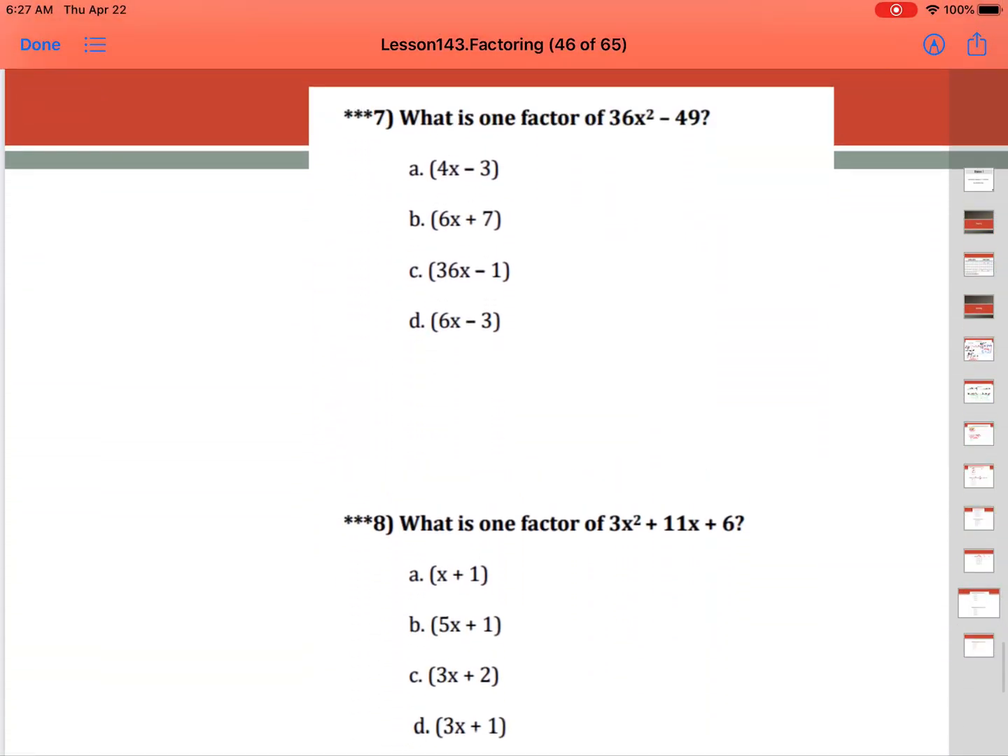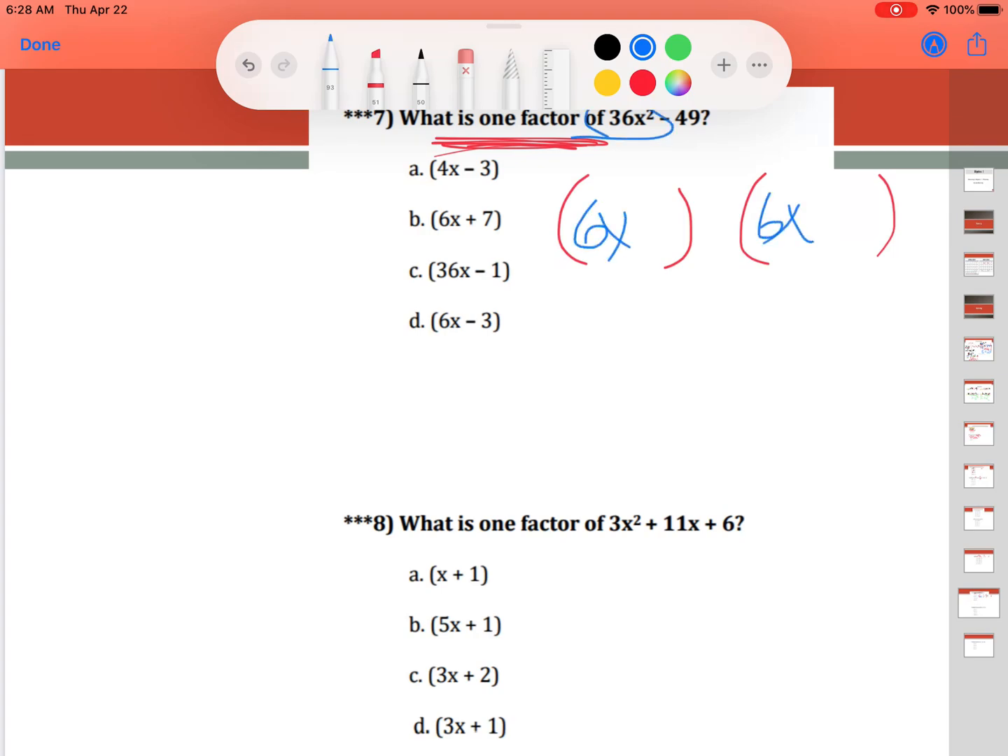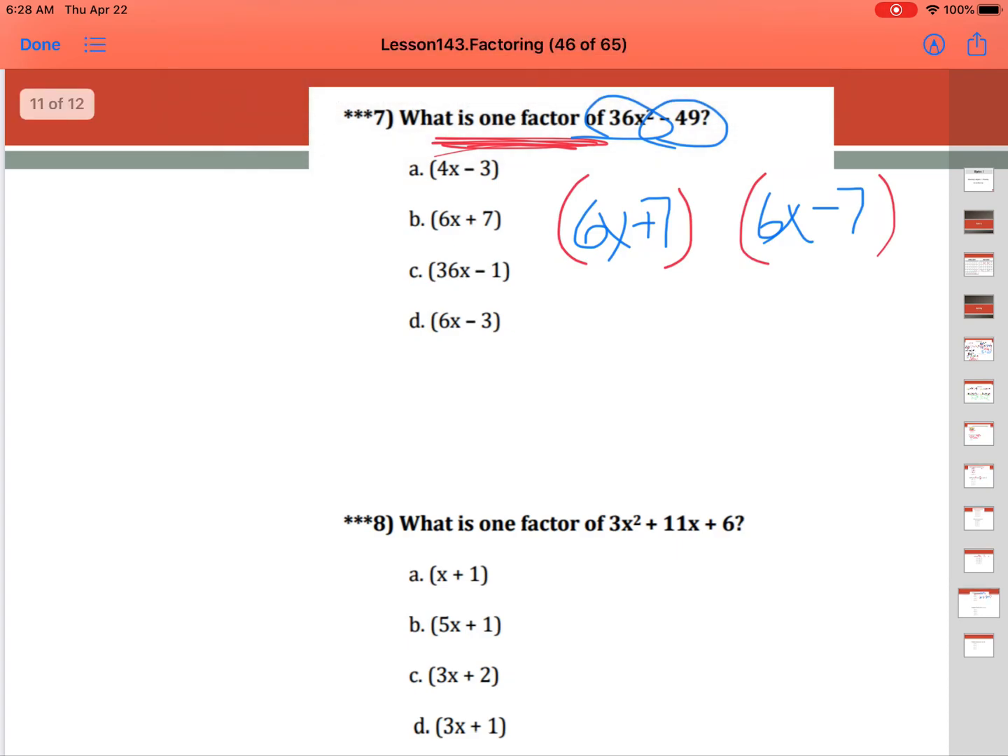So in number 7, we can't use Desmos. So my little triple star means I can't use Desmos here. I have to do it by hand because it just says what is one factor. They only gave you one factor. So 36 is a perfect square. 49 is a perfect square. To make a negative, one has to be positive, one has to be negative. Which answer choice has one of those factors?